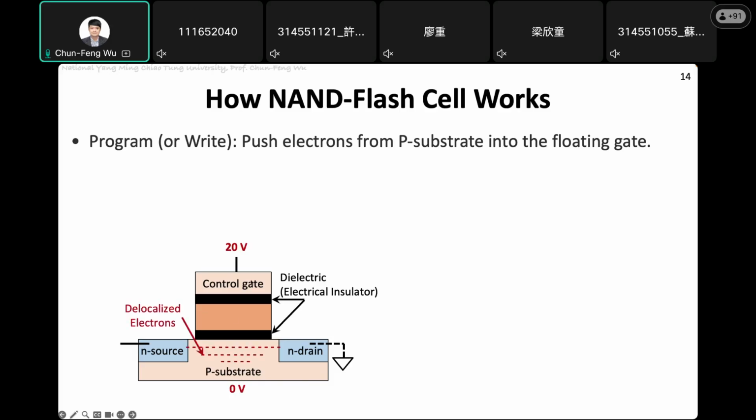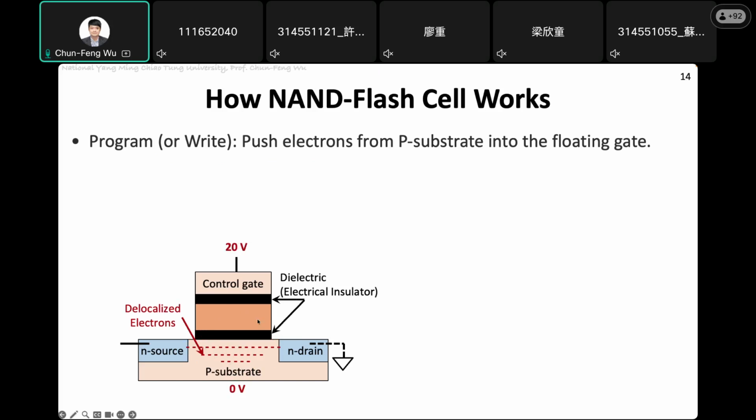then 20 volt for this control gate, because when you apply 20 volt on this P substrate part, then the delocalized electrons will become excited. You can think about it like this: there are several electrons that become excited because you apply 20 volt here. Because 20 volt is a high voltage value, with this high voltage those delocalized electrons can get enough energy to jump through the dielectric layer.